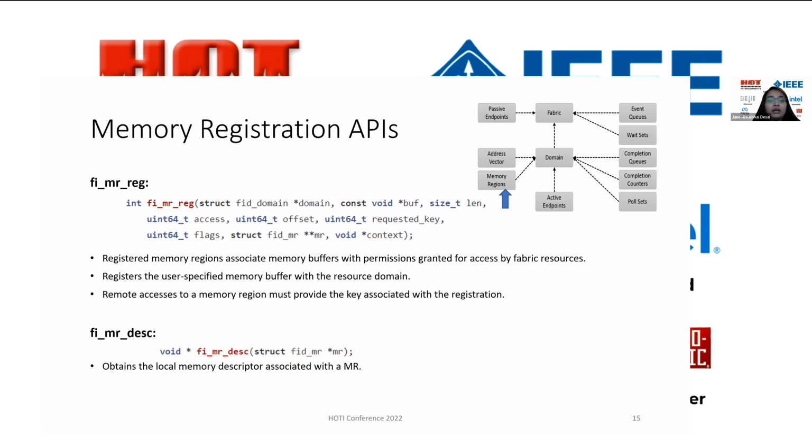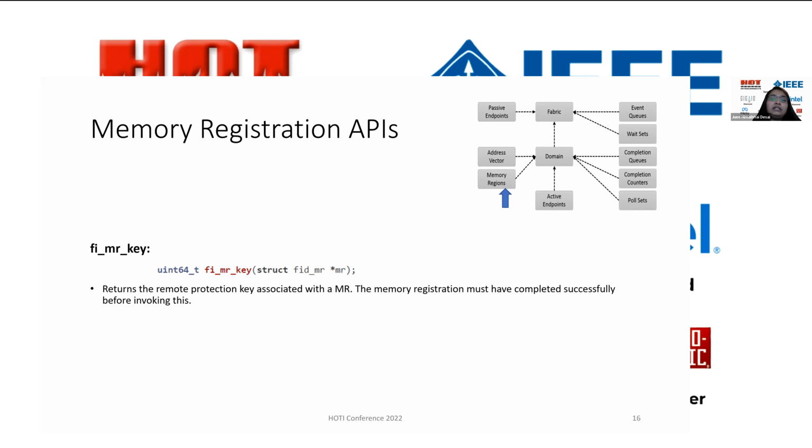Next, the fi_mr_desc call will return a memory descriptor associated with the buffer that we just registered. Memory descriptors often map to hardware specific indices or keys associated with the memory region. The local key is referred to as a memory descriptor, and it may be retrieved by calling the fi_mr_desc call, and it can be passed directly into any data transfer operations.